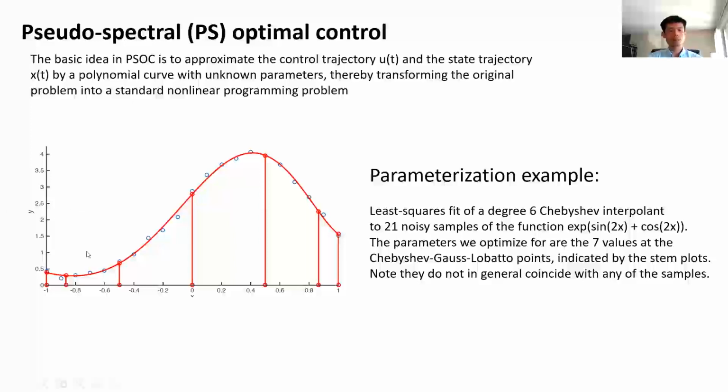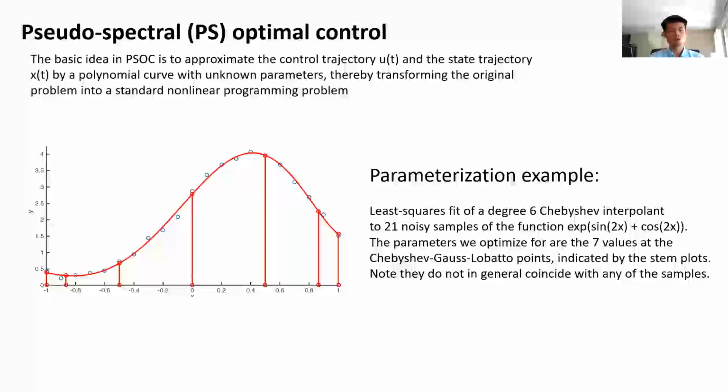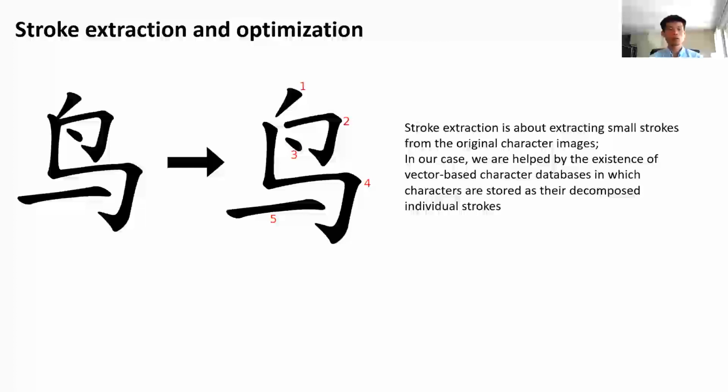This is a very efficient method to parameterize strokes, and just like this simple figure example shows, it could provide a very smooth and accurate approximation with very few parameters, and it can be run very efficiently even in higher order situations. And in this project, we are using this pseudo-spectral method to parameterize the stroke trajectories.